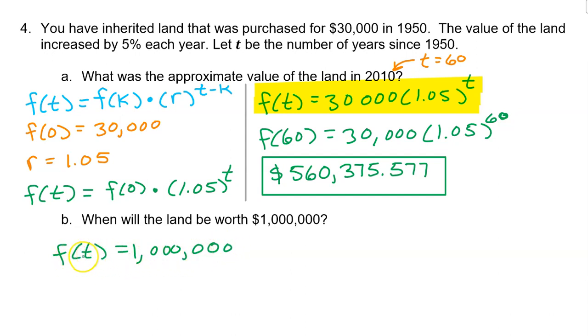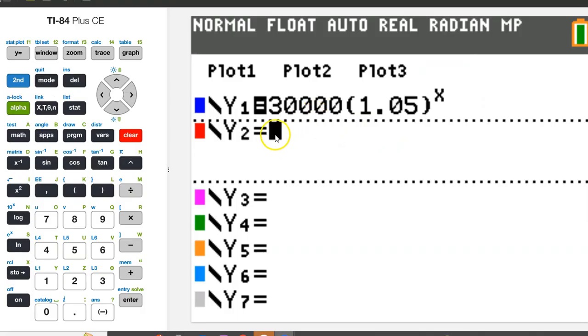Let's put the left side of the equation in the calculator as y1. In other words, type in this model as y1. Then type in the right-hand side of the equation as y2. In other words, y2 is equal to 1 million. The solution to the equation will be the intersection point of these two curves.